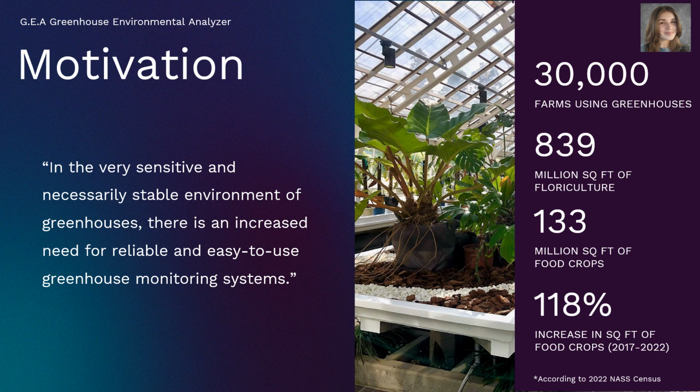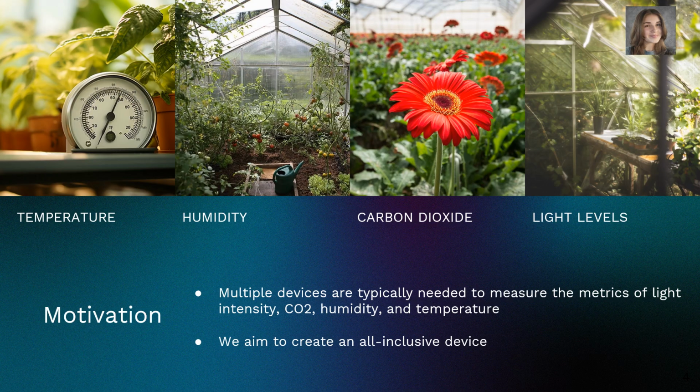So the motivation for our project really stems from this increased use of greenhouses in the US. And in the very sensitive and necessarily stable environment of these greenhouses, there is an increased need for reliable and easy to use greenhouse monitoring systems. Our device aims to measure 4 parameters that are typically controlled within a greenhouse. This includes temperature, humidity, carbon dioxide, and light levels, specifically red and blue wavelengths of light. Usually, multiple devices are needed to measure all of these metrics. However, we aim to create one all-inclusive device that is easier to use than all of the others.